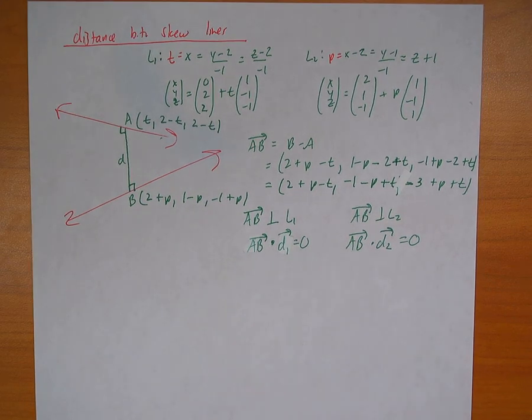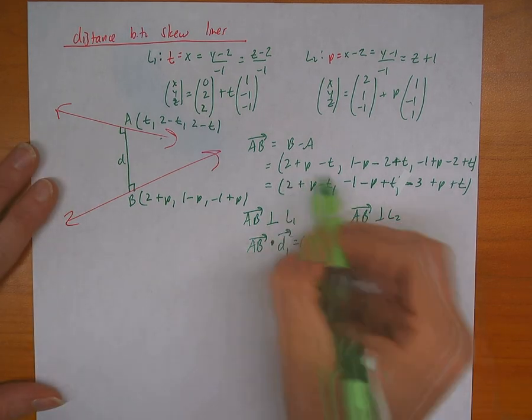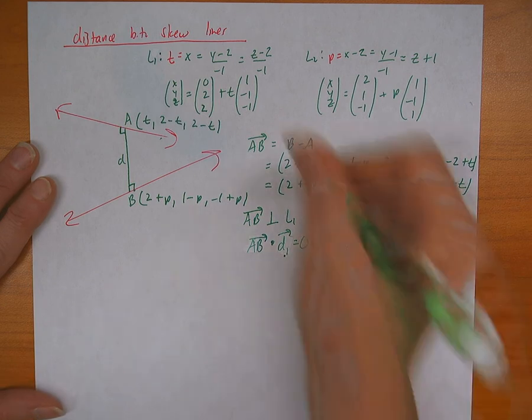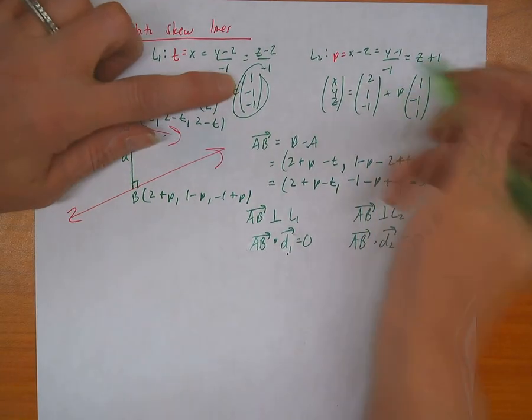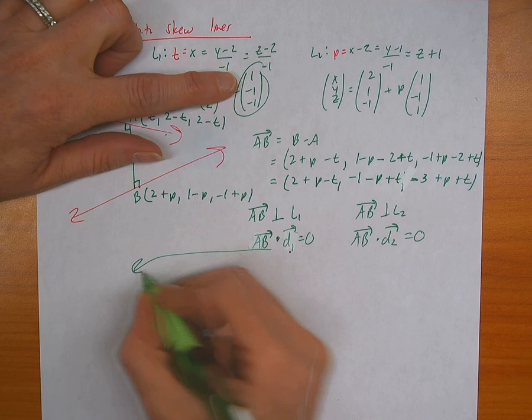The two variables are going to be p and t, and then we figure out what p and t are, and then we can find the distance. So let's do that. Okay, so we have AB dotted with D1, this direction vector here. So I'll do that work over here.